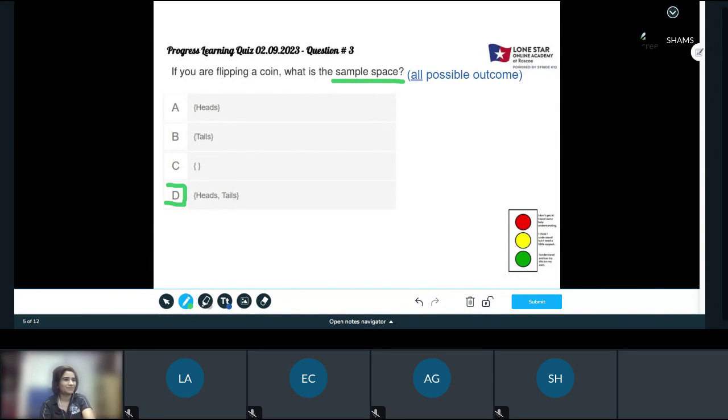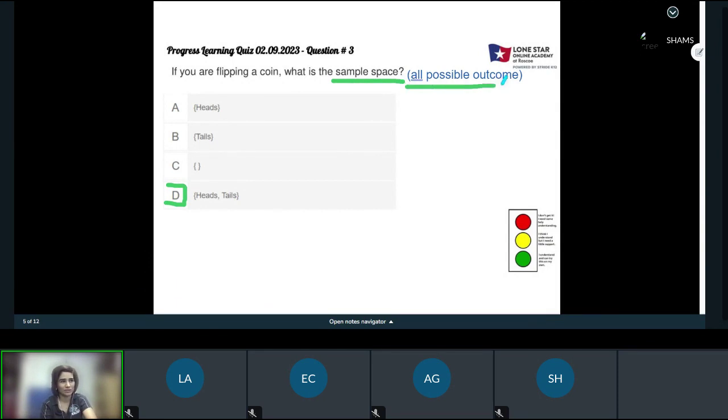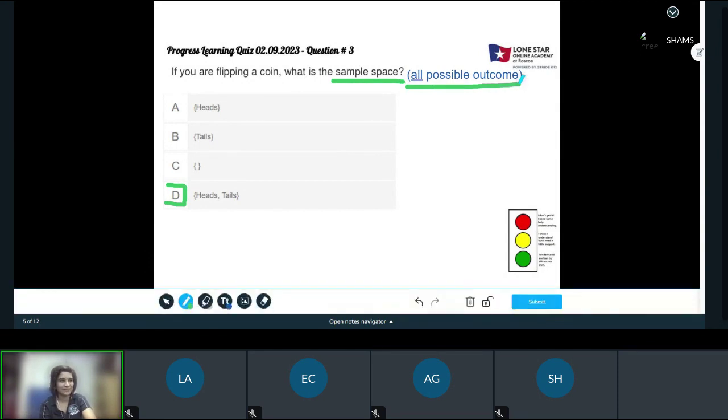Okay. Let's go ahead and move on. Sample space, Amy, means all possible outcomes. Like in our class, we say all possible outcomes. Not just favorable, but all. We will start to use the word sample space tomorrow in our class. Let's go ahead and move on.